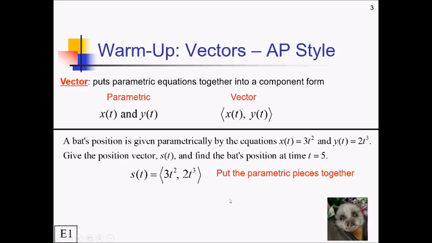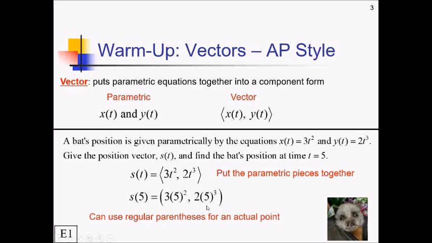Now we want to find the bat's position at time 5, so basically s of 5. Now if you're finding a regular point, you can actually just use regular parentheses if you want to. So we've basically just got to plug this into our two coordinates here. 3 times 5 squared and comma 2 times 5 cubed. If you wanted to simplify it, you could write 3 times 25 is 75, comma 2 times 125, that's 250.